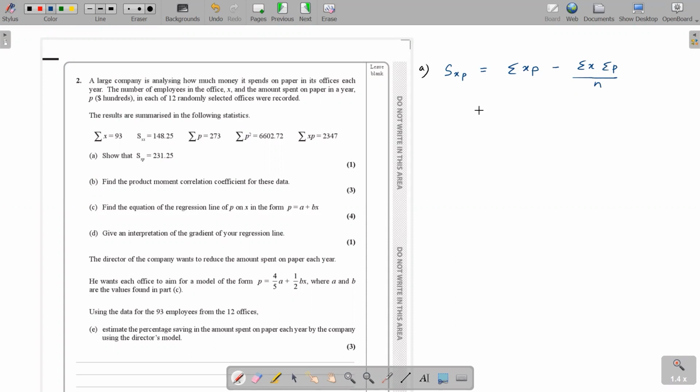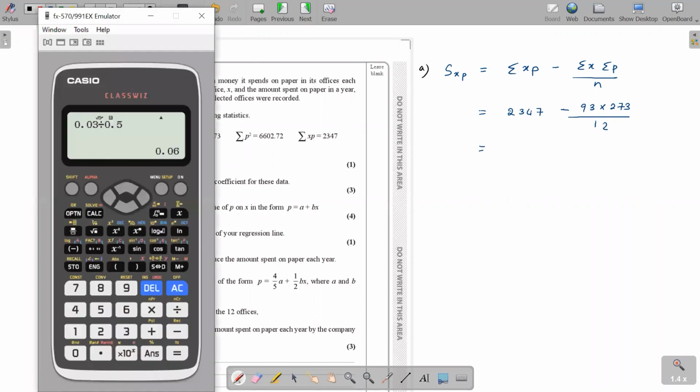Let's get the values here. Sigma XP is given to us: 2347. These are formulas that you need to remember. In the book you learn SXY, so I converted the SXY equation to SXP, just replacing the Y with P. So SXP is sigma XP minus sigma X sigma P over N. Sigma XP is 2347 minus sigma X, which is 93, times sigma P, which is 273, divided by N. N is 12, because you have 12 offices. So what do we get here? When we type it in the calculator, we must get the value we are asked to show, isn't it?